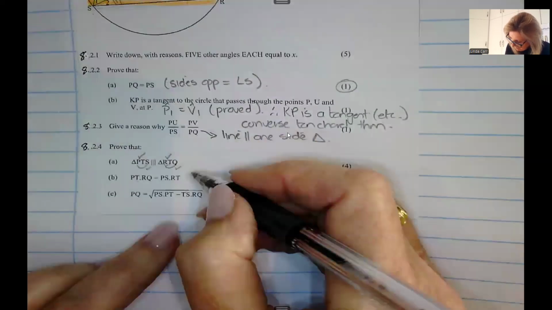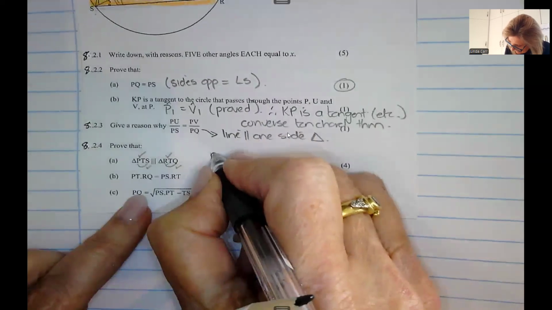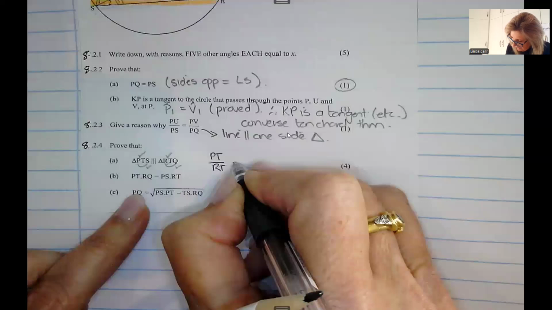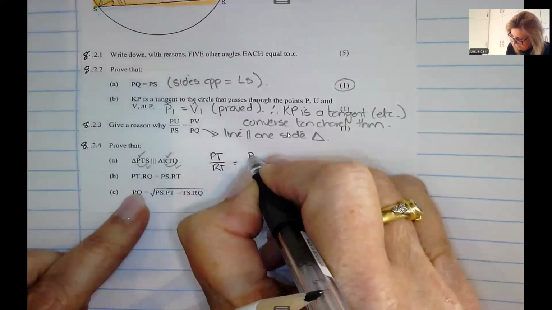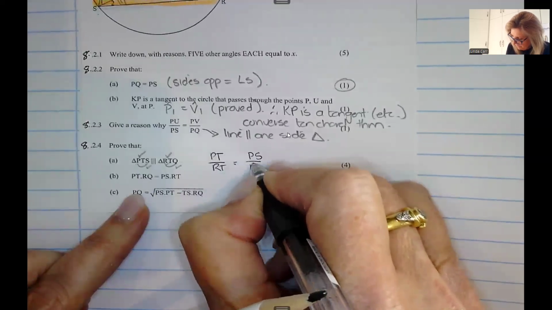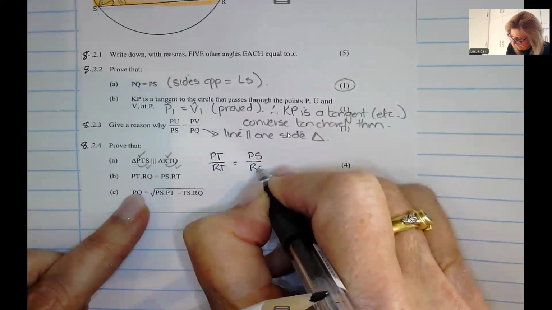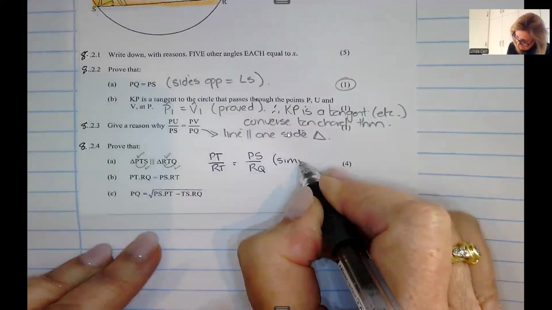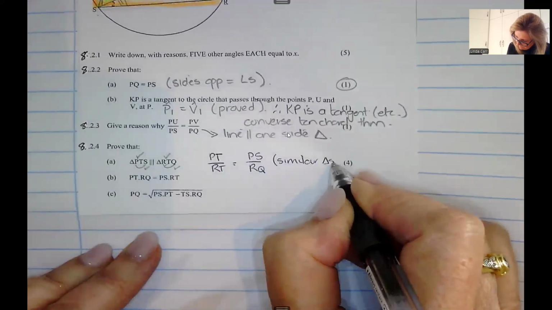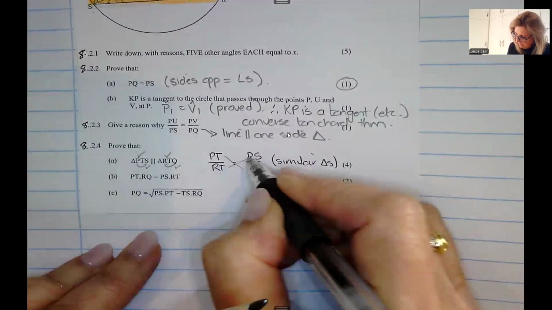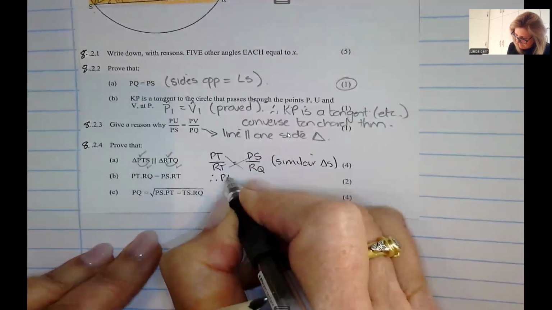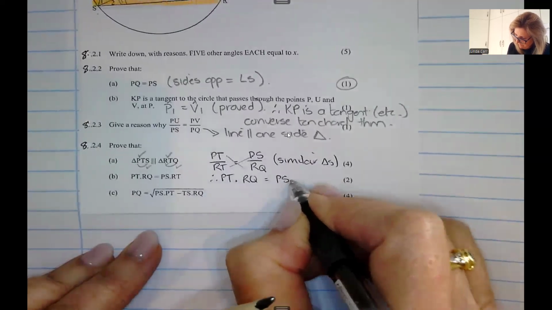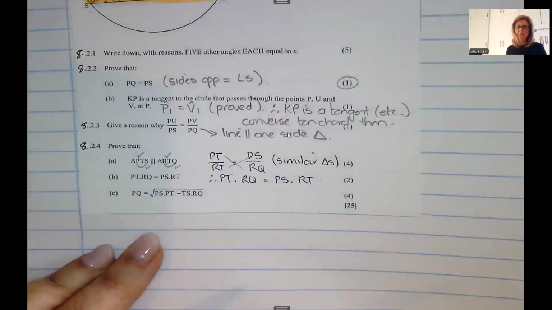So PT divided by RT is equal to PS over RQ, and that was similar triangles. And now if I cross multiply, I've got exactly what I'm supposed to have. Done.